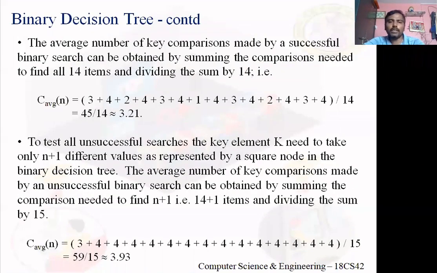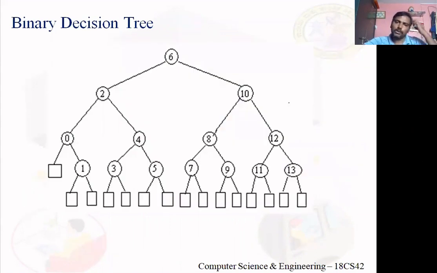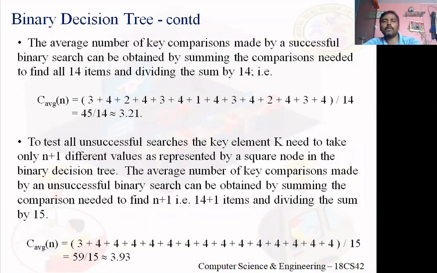So what is the 2? The number of comparisons to search for an element at index 2. See here, at index 2, 6 to 2, so totally 2 comparisons. Similarly, don't consider the rectangular nodes here. Okay, rectangular nodes are for unsuccessful searches. So for all the 14 circle nodes, we have the number of comparisons written here. We sum that and divide by 14. So 45 by 14 is approximately 3.21, meaning on average we get 3.21 comparisons. Okay, clear with this average?